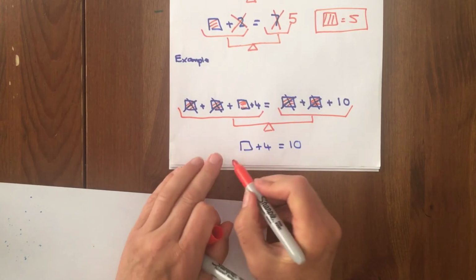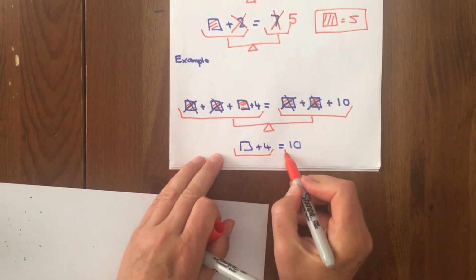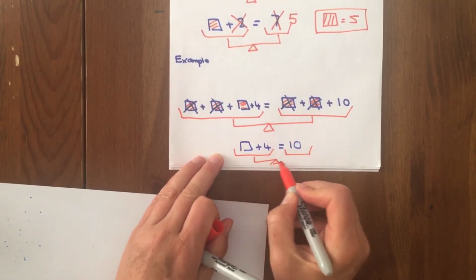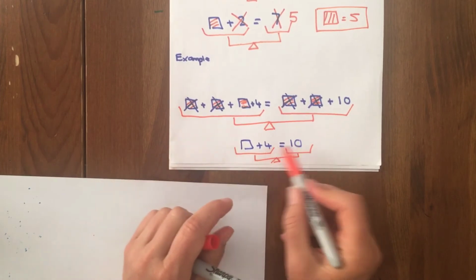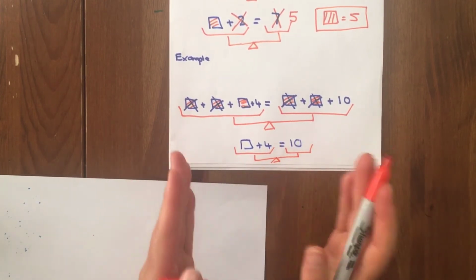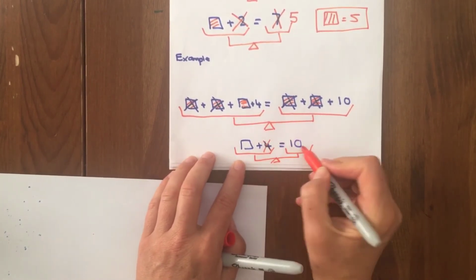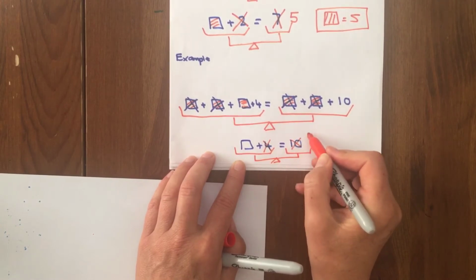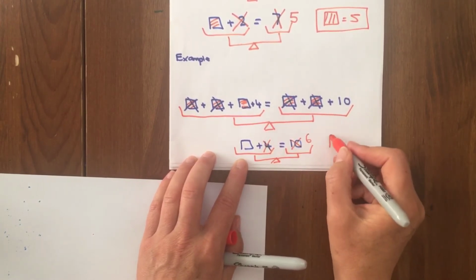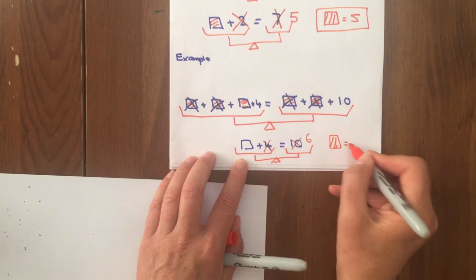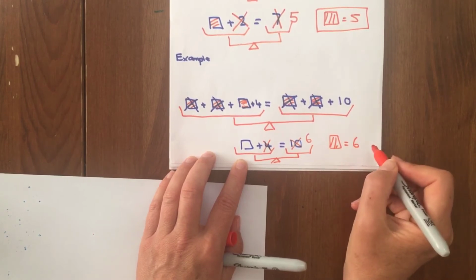Okay, now what can I do? Well, on each side of the scales, I can take away 4 kilograms from both sides. Take away 4 to leave me 6. So the weight inside my box is 6 kilograms.